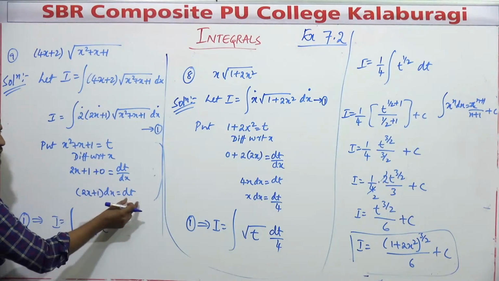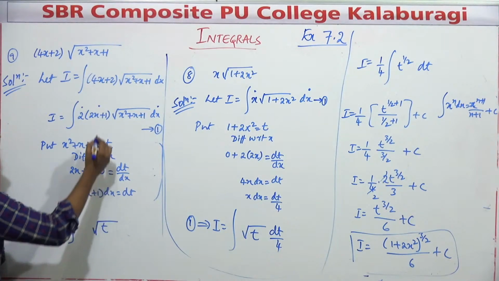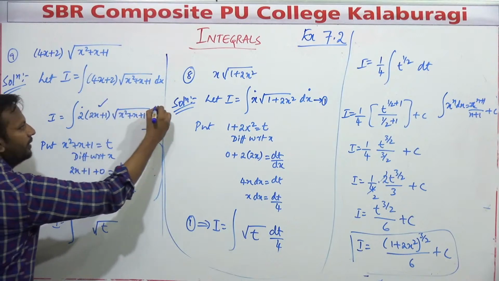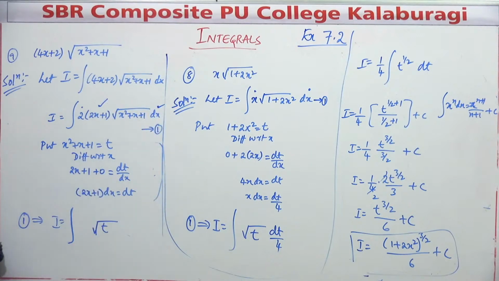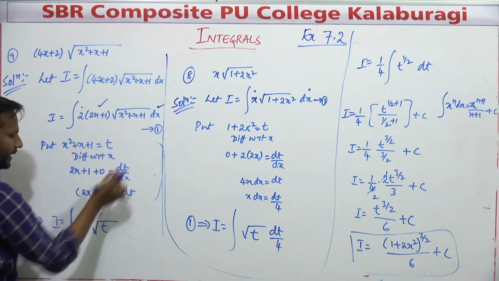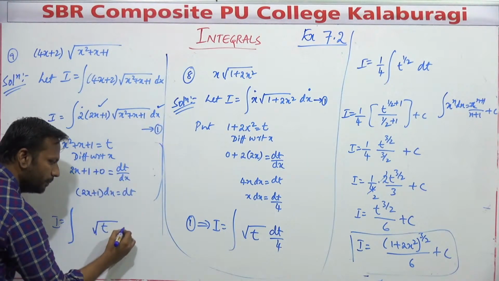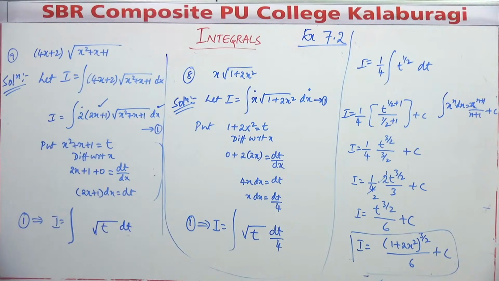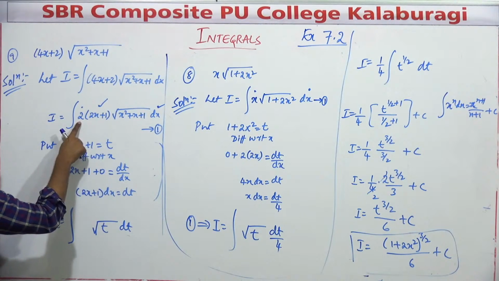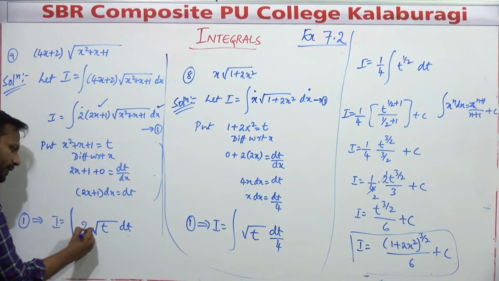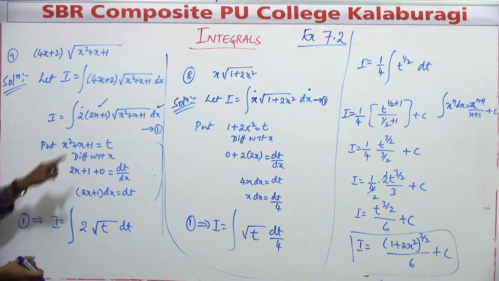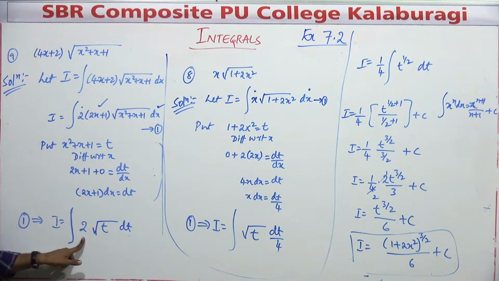2x plus 1 dx is dt. Do we have 2x plus 1 dx here? Yes. We have to replace it as dt. So this vanishes and is replaced by dt. What remains here? 2. The 2 is remaining as it is.